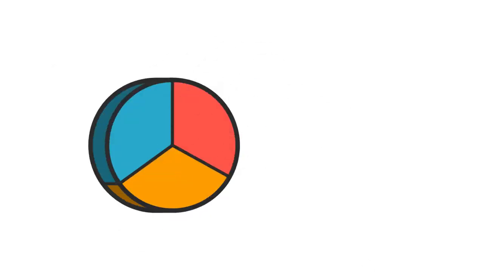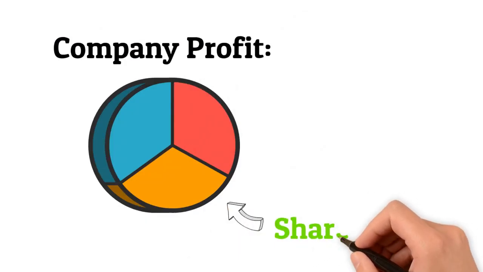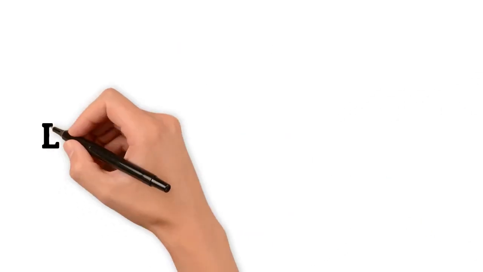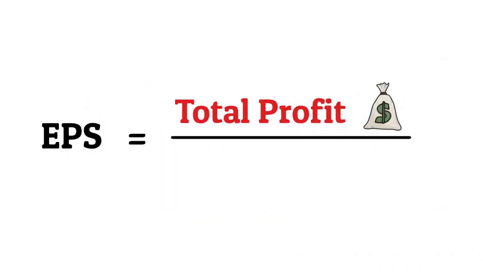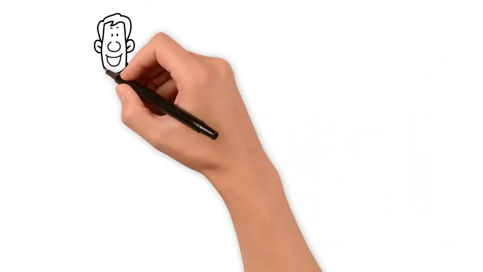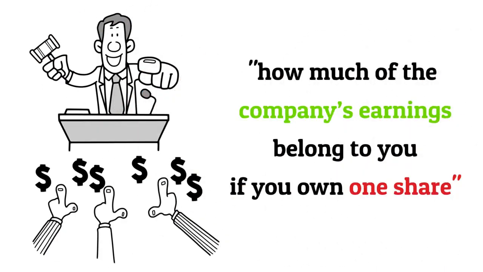But basically, the EPS is a simple way to measure how much profit a company makes for each share of its stock. It's calculated by taking the company's total profit, after taxes and expenses, and dividing it by the number of shares that investors own. So this tells you how much of the company's earnings belong to you if you own one share.